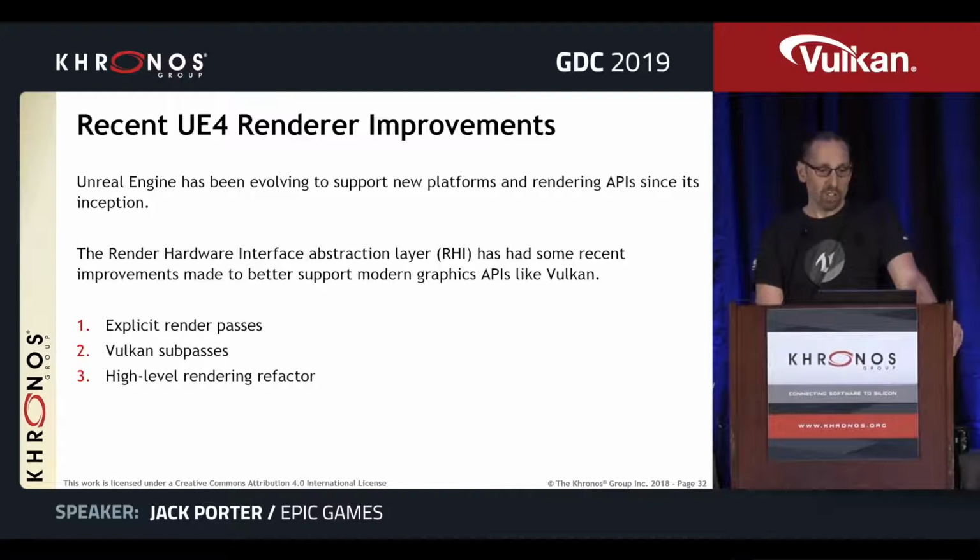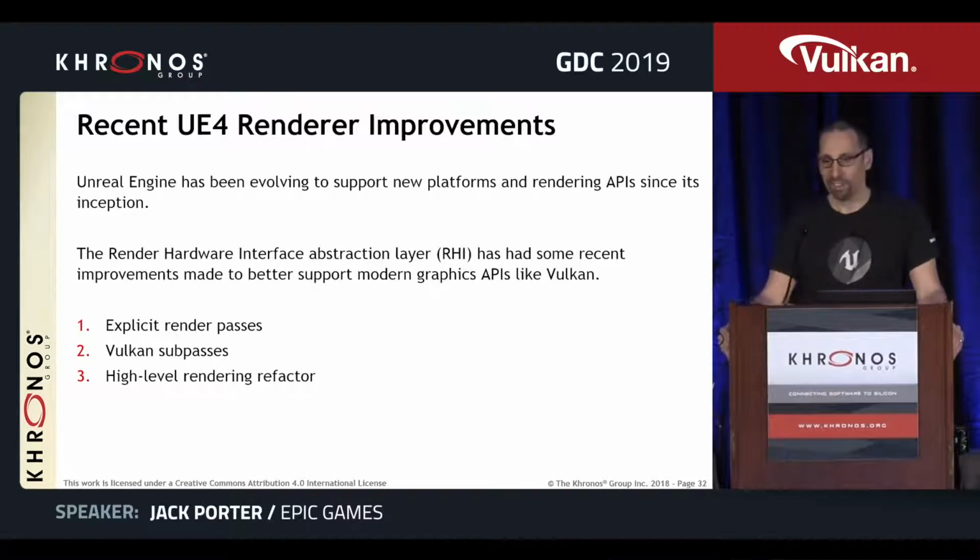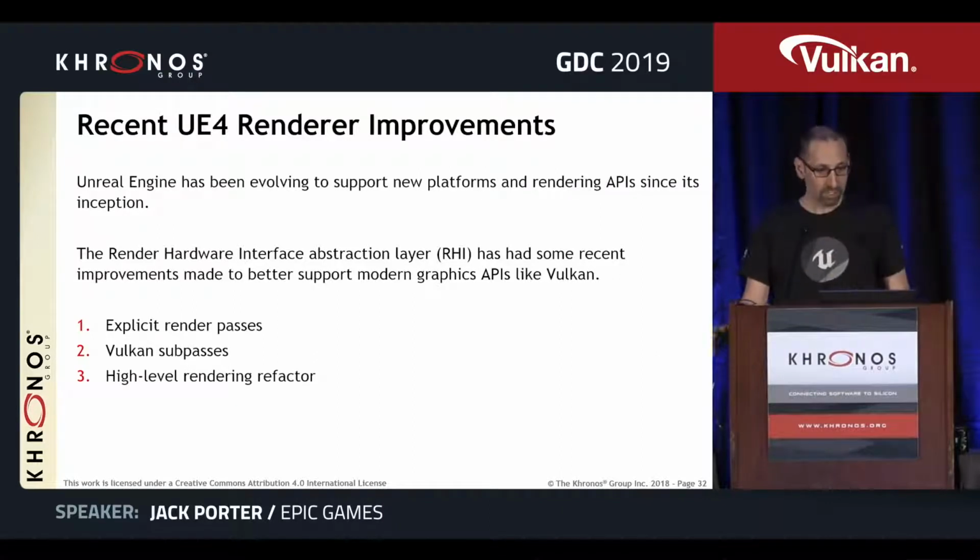The final section I'm going to talk about is some recent Unreal Engine 4 rendering improvements that specifically relate to modern graphics APIs like Vulkan. Unreal Engine's been evolving for a long time, but we've recently done a few refactors to improve some of these things. And the first thing is explicit render passes, as well as Vulkan subpass support, and finally there's a high-level rendering refactor.